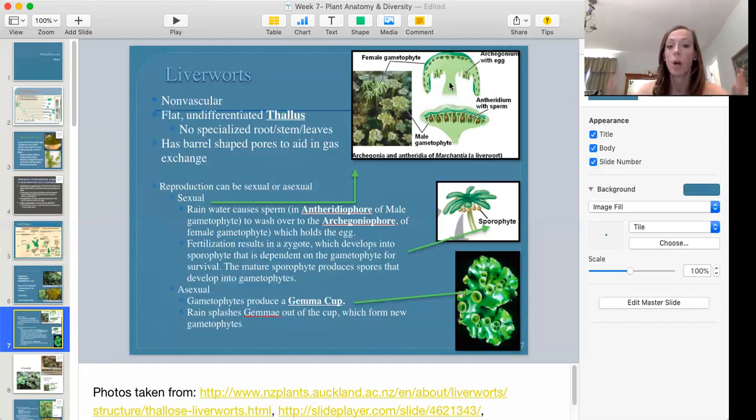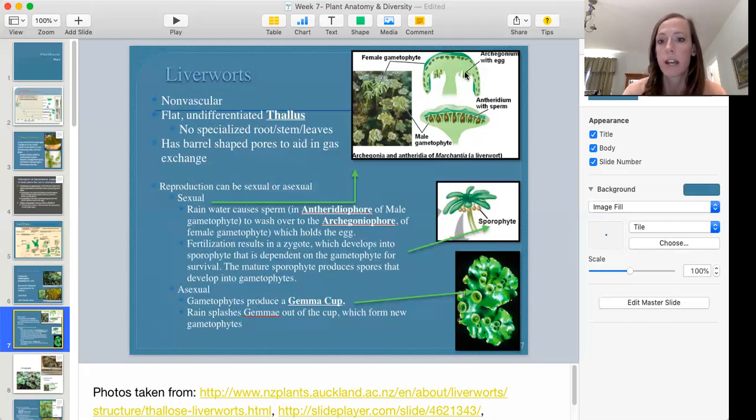Rainwater, again, is responsible for the movement of sperm to the egg. The sperm will be released from the antheridium, but rely on rainwater to actually get that sperm to the egg in the female gametophyte. When that happens, you can have fertilization of the egg. This will produce a zygote, now diploid, and that will lead to production of the sporophyte, which is going to hang down below the archegoniophore.